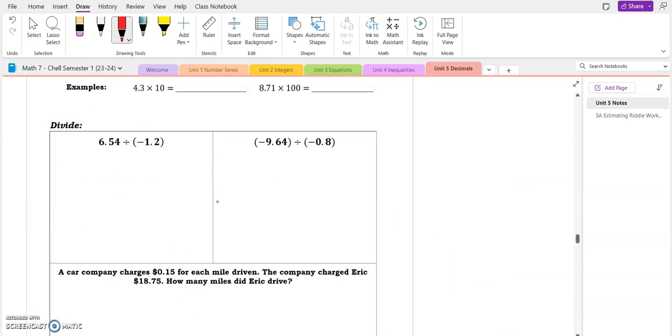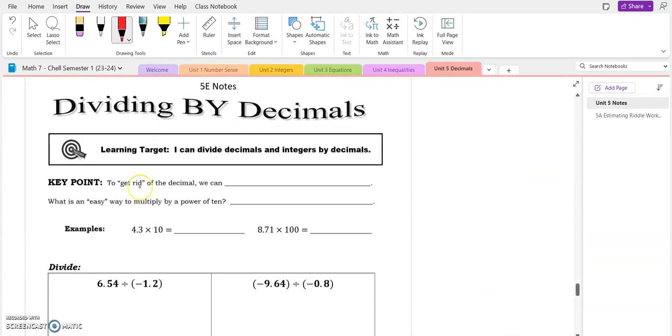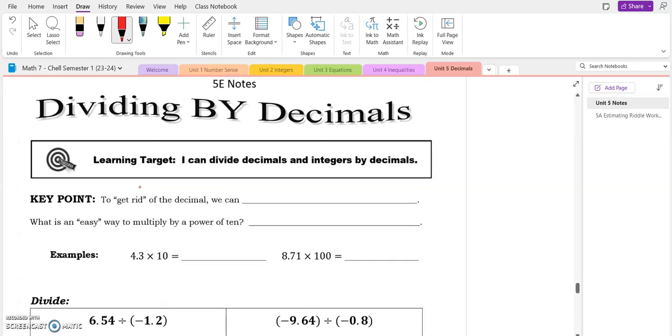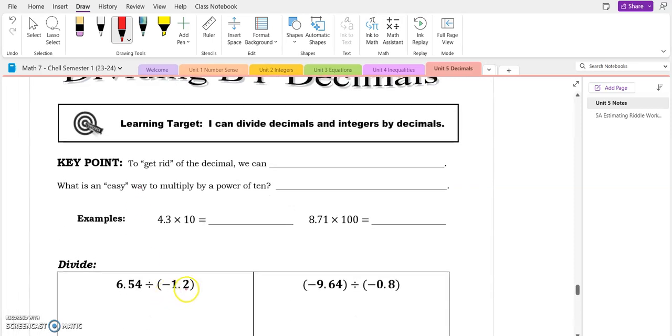Now we're going to look at a few problems where we are dividing by a decimal, dividing decimals by decimals. So we are never going to actually divide by a decimal. Like if you look at this first problem, it'd be 6.54 divided by negative 1.2. We're not going to divide by a decimal. We are going to get rid of the decimal instead and make it into an integer. To get rid of it, we're just going to move it.